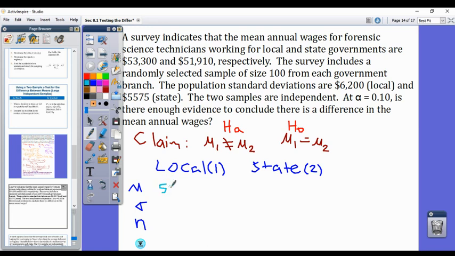All right, so local mean is 53,300, and 6,200, and 100. Okay, state is 51,910, 5,575, and 100.